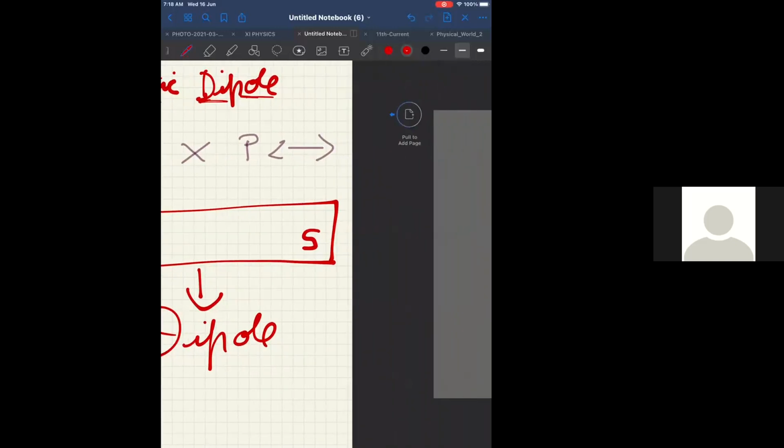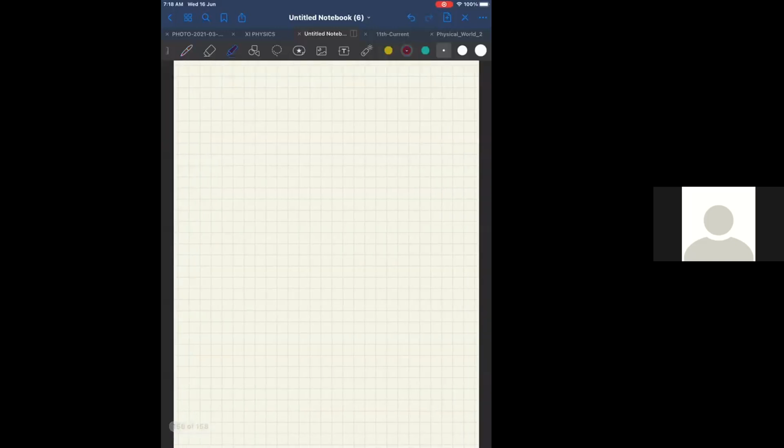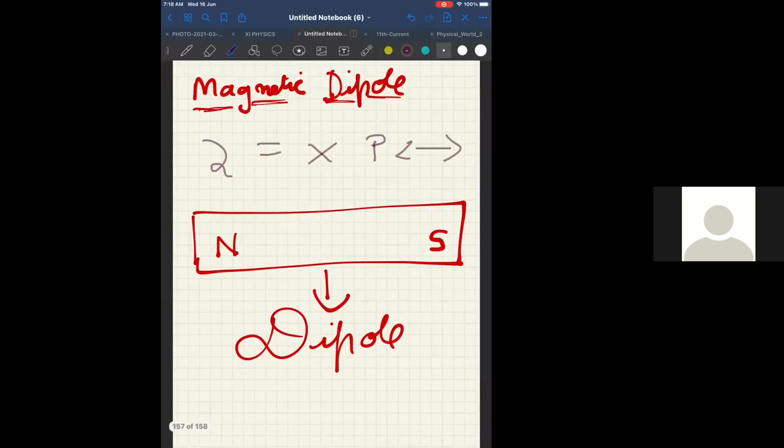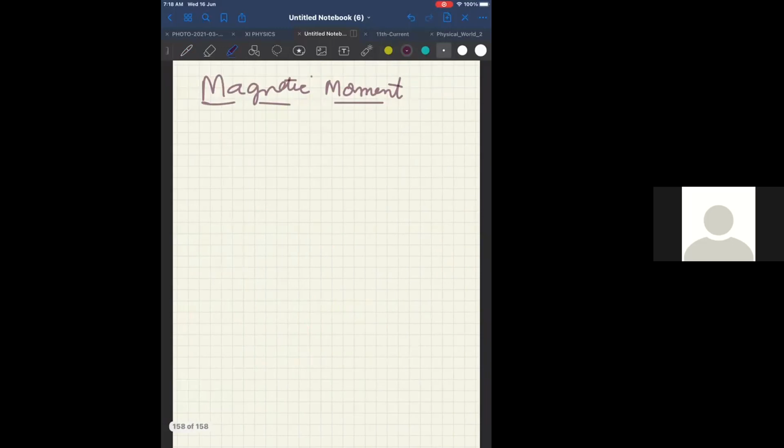Now, next topic is magnetic moment. One thing about magnetic moment is you should know four formulae already. Do you know four formulae for magnetic moment? Tell me. So what is the first formula for magnetic moment?